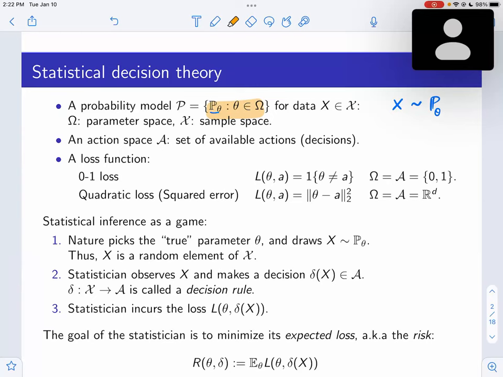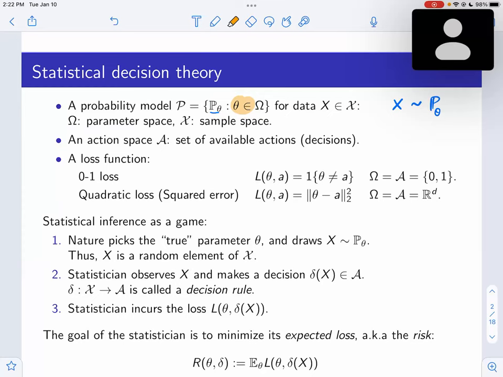Maybe you're seeing in one of the homeworks that what we care about is figuring out this P theta. But if the model is well specified, it's equivalent to figuring out the theta, if there's a one-to-one mapping between P theta and theta. Okay, that's the first ingredient.